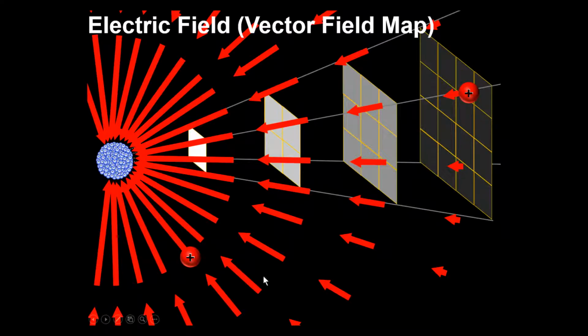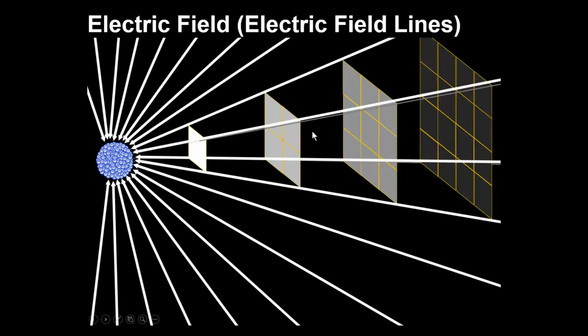So another way of describing the space around all this charge is not in terms of a vector field map, where a variety of vectors are drawn at different locations, but rather we draw it as electric field lines. Now, these lines here do have arrows on them, but they are not vector quantities. The length of that line does not represent magnitude. It is just representing the direction of the field at any point.